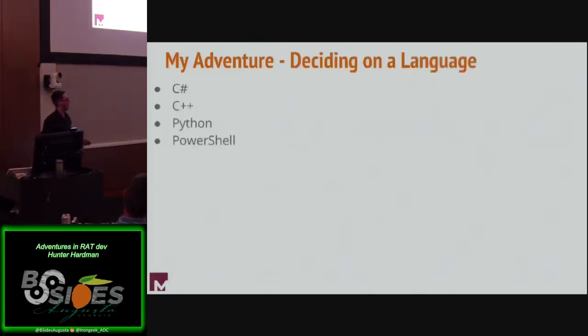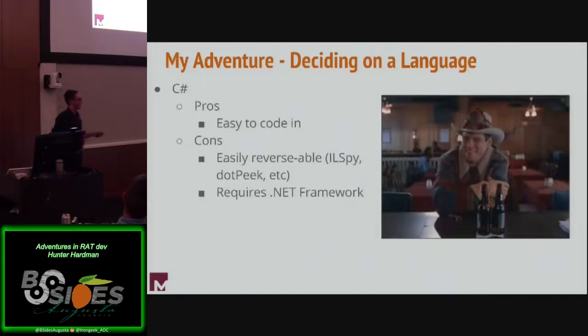So as far as deciding on a language, everyone's going to go through that. Deciding on a client language, server doesn't really matter too much. I like to use PHP, but I looked into C#, C++, Python, as well as PowerShell. C#, pros, obviously it's very easy to code in. It's a very high-level language. Cons, tools exist to easily disassemble it, like ILSpy. And then also you need the .NET Framework to be installed on the system. This is usually not an issue within corporate environments, but I don't like taking chances.